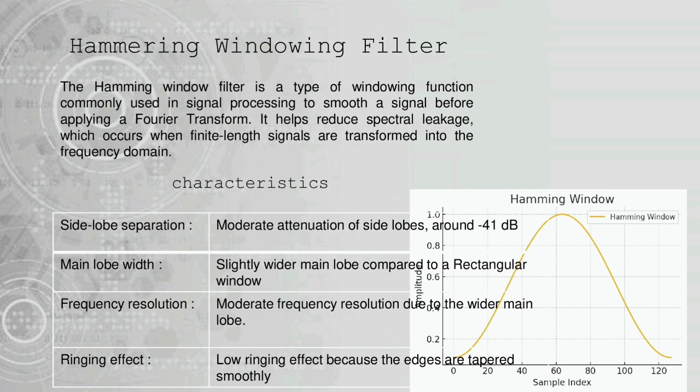The Hamming windowing filter has four main characteristics. Number 1, side lobe separation, with moderate attenuation of side lobes around -41 dB. Number 2, main lobe width, which is slightly wider compared to a rectangular window. Number 3, frequency resolution, moderate due to the wider main lobe. Number 4, ringing effect, low because the edges are tapered smoothly.